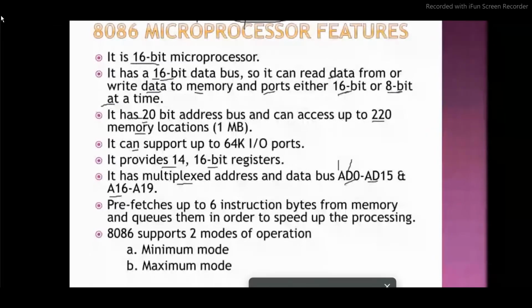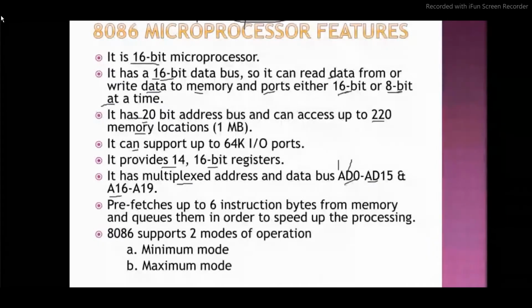Okay, my question is, here we have multiplexed address and data bus from AD0 to AD15. Okay, and A16 to A19, they are separate. Is it clear now? My voice is clear? Yes, ma'am. Okay, that means I have to speak this much louder.